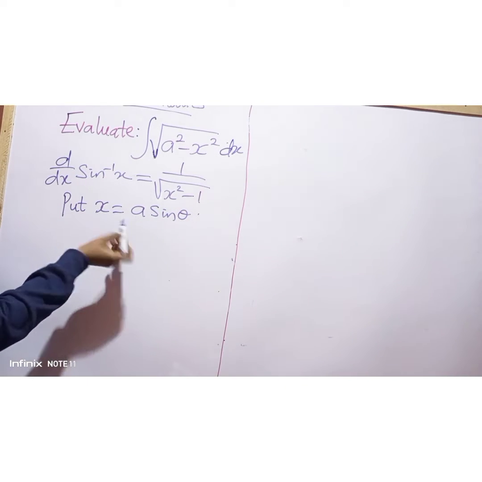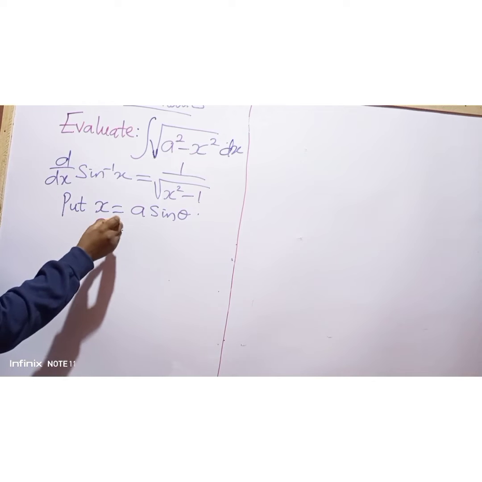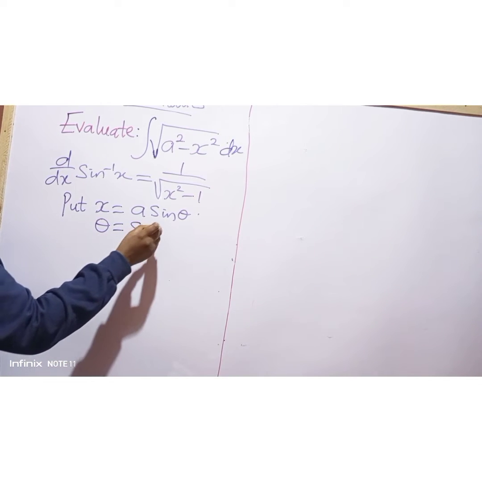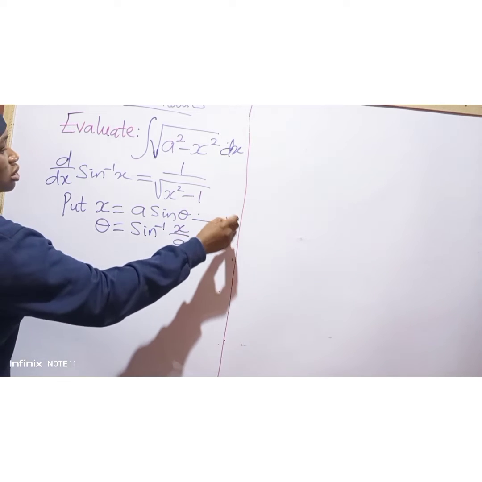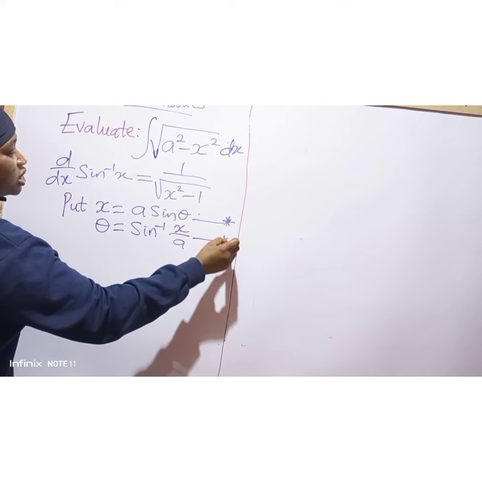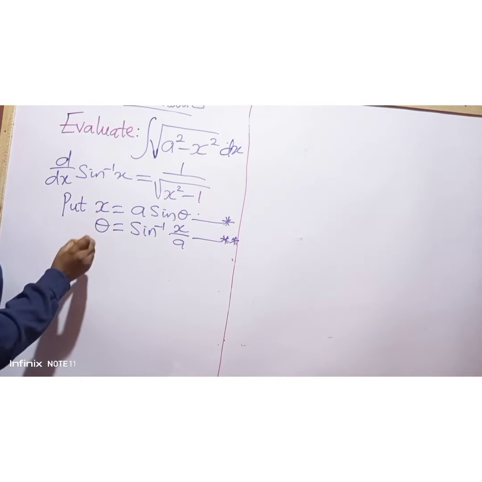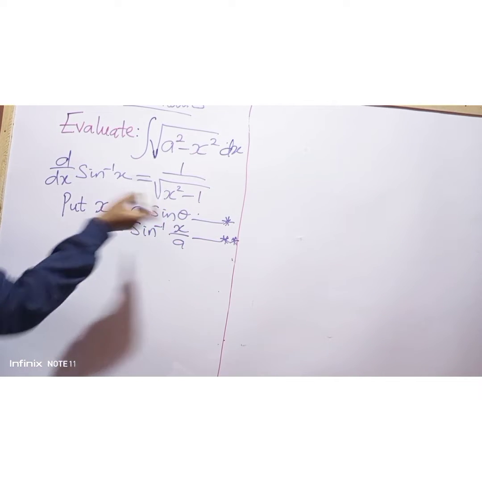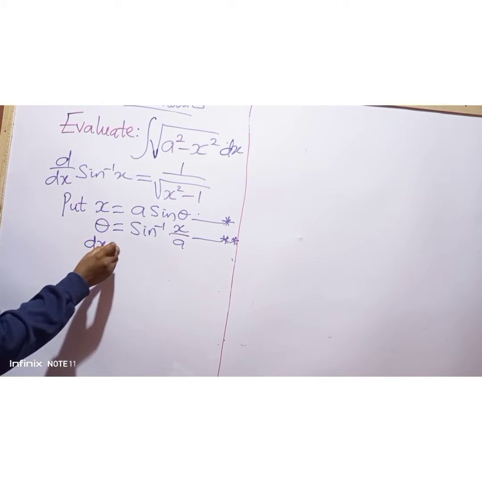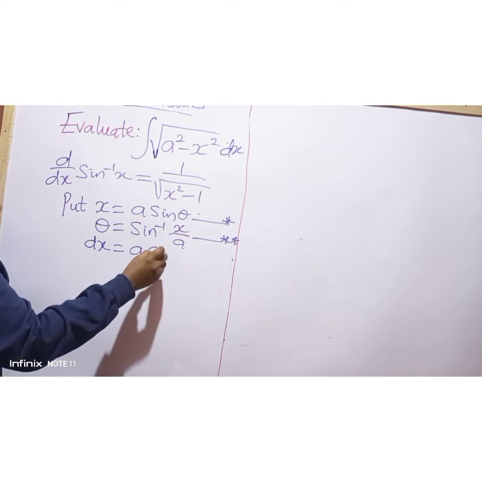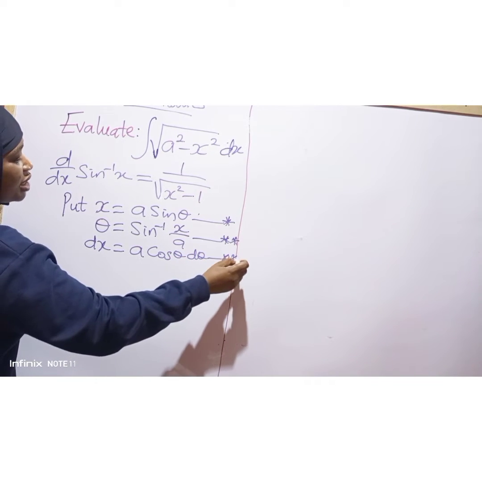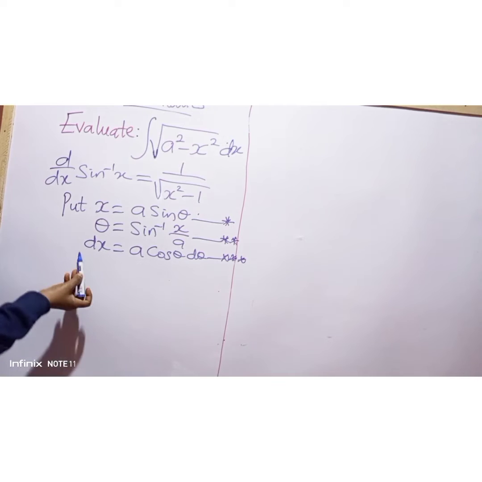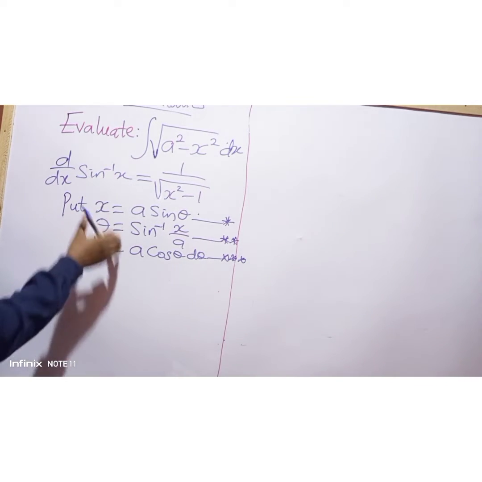Having done this, you can make theta the subject and you have theta equals arc sine of x divided by a. Let's call this equation asterisk. Differentiating, we get dx is equal to a cos theta d theta. Now let's go back to the initial integral and substitute all these values there.